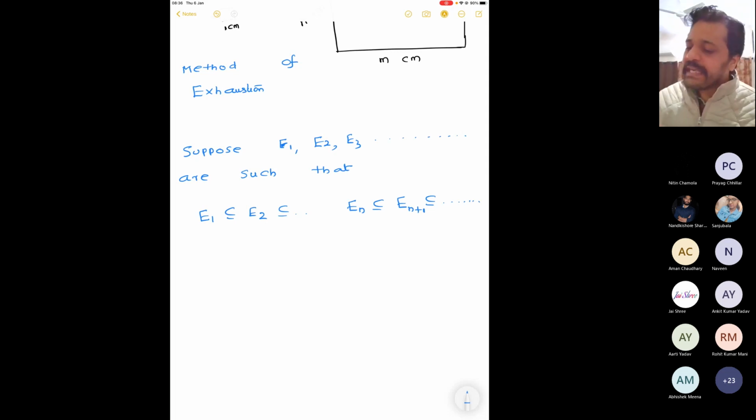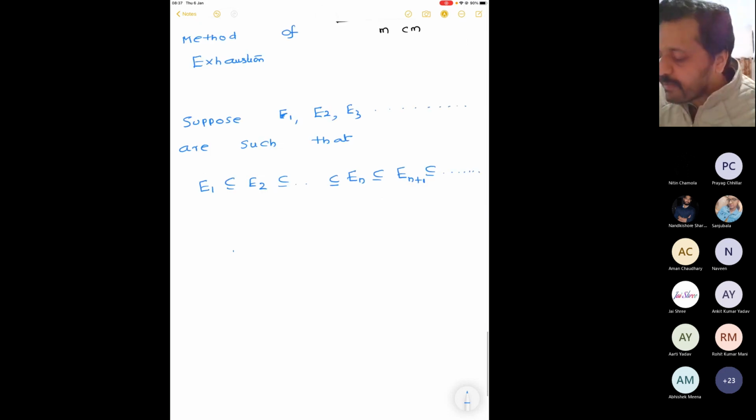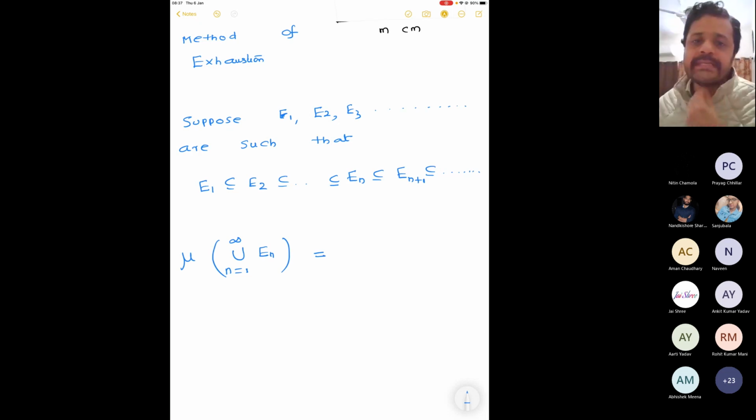So what I am saying is, if I can measure E1, E2, E3, etc., En, I want to measure the limiting set, that is, the set which these things approximate. And the limiting set is here the union. So I want to measure the union, n equal to 1 to infinity of En. That is mu. And our experience says that the measure of the circle should be the limit of the measures of the polygons when the polygons become better and better. Are you with me?